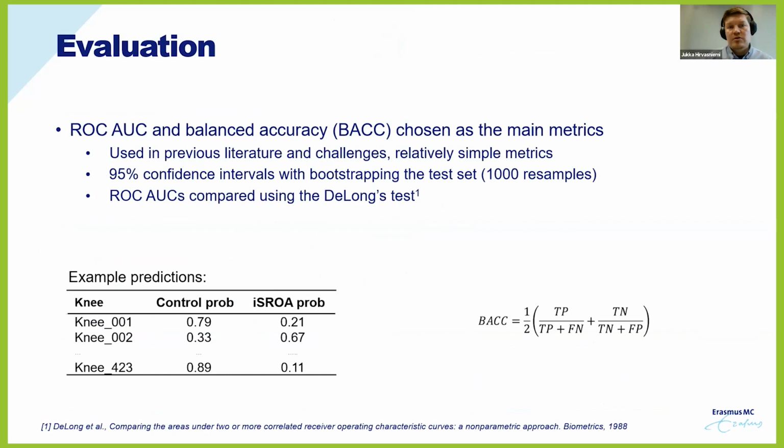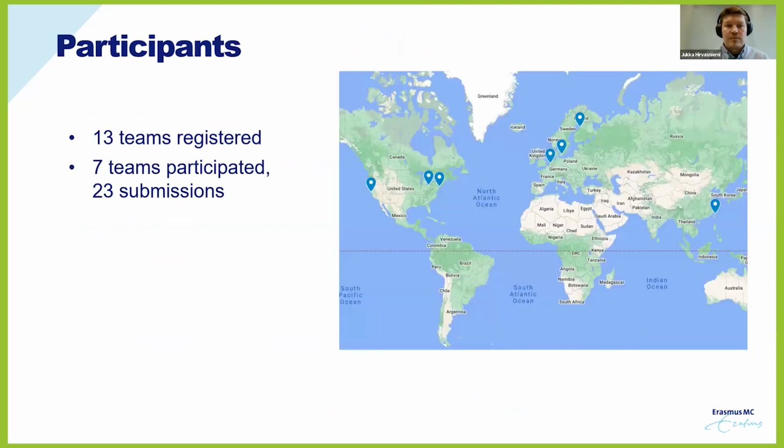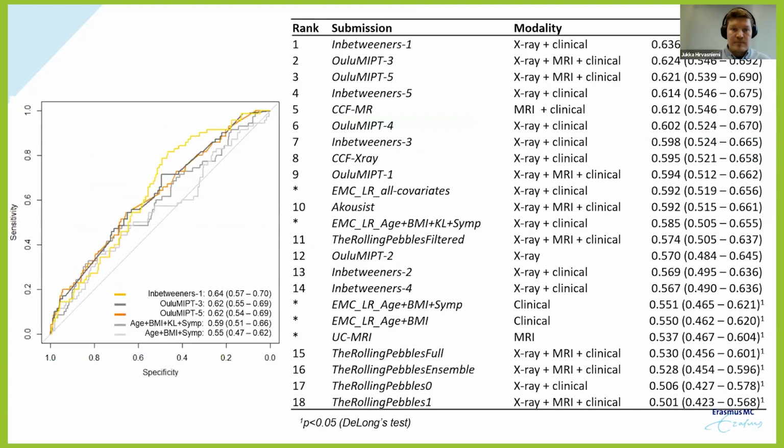We used area under the ROC curve to evaluate the models, and also balanced accuracy, because those were used in previous challenges and are relatively simple metrics. There were 7 teams that in the end participated in this challenge. They came from all over the world, and there were altogether 23 algorithms that we compared in this challenge.